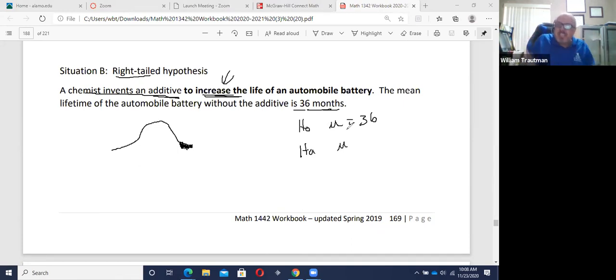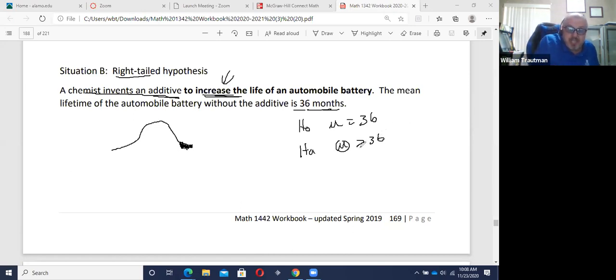And here it says this chemist invents an additive to the battery, and he wants to increase the battery's life. So the alternative is, if the battery's life is 36 months, he wants to increase it. So he's hoping that this additive increases the battery life. In other words, that the mean, which is 36, is greater than 36. He wants to verify that the mean is greater than 36 because he's adding an additive, and he wants it to be more than 36.